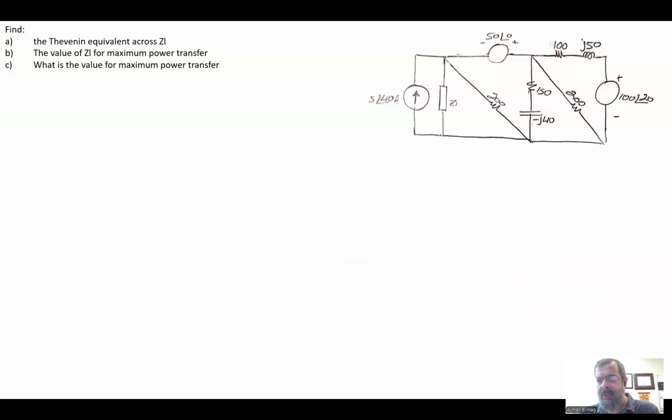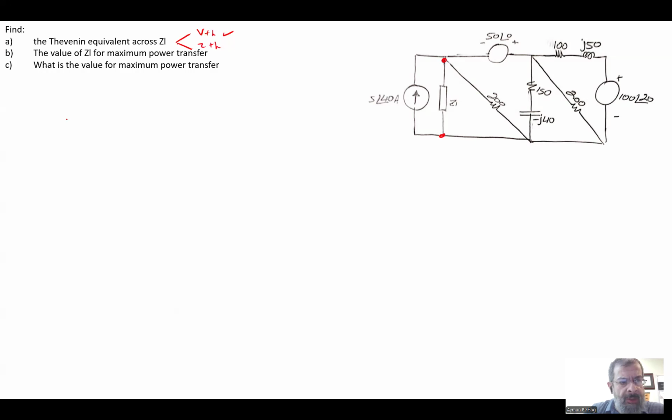So this is the AC circuit, basically, and we want to find the Thevenin equivalent. The Thevenin equivalent is basically two things: it is the V Thevenin and the Z Thevenin across ZL, so across this impedance. To do that, we need first to remove this impedance, and I will start with V Thevenin.